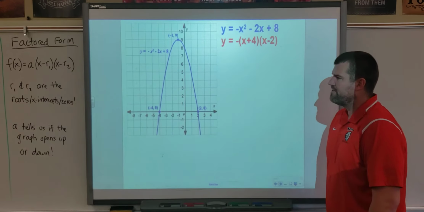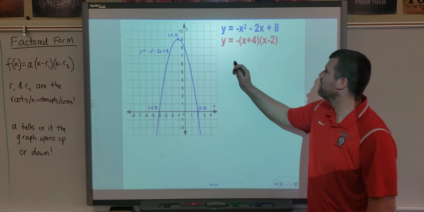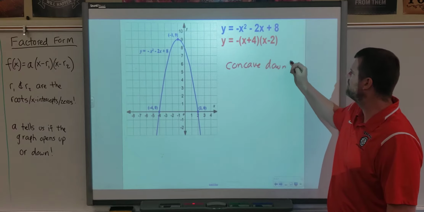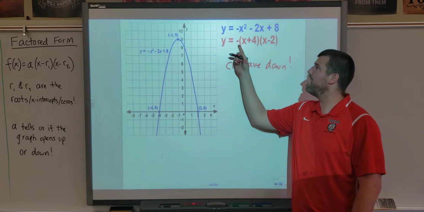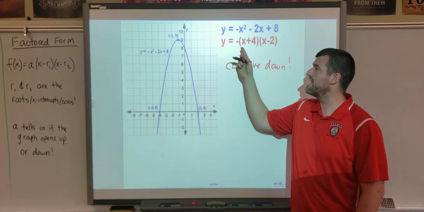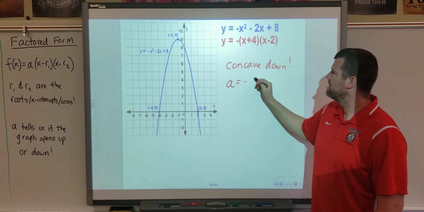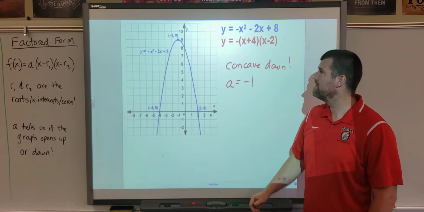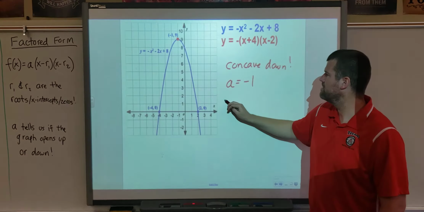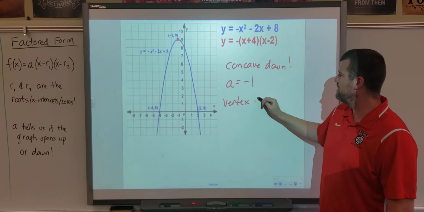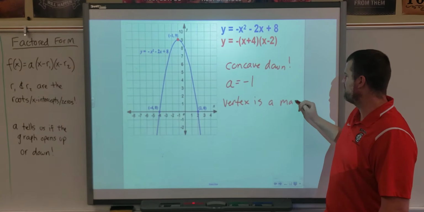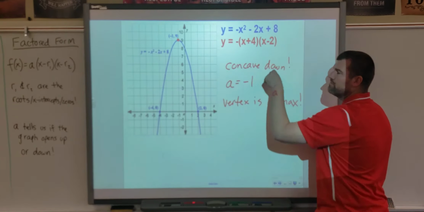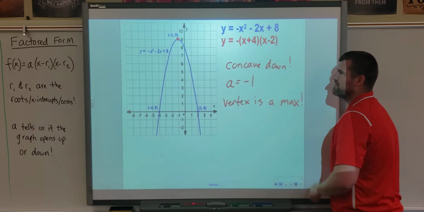Okay, this graph is concave down, opening down. How did we know it was going to open down? That's right, we look at our a value, which is negative. If there's just a negative there, it means our a is -1. But anytime our a value is negative, the graph will open down, which means our vertex up here is a maximum. So the key points: negative, opens down. If it opens down, the vertex is a max.